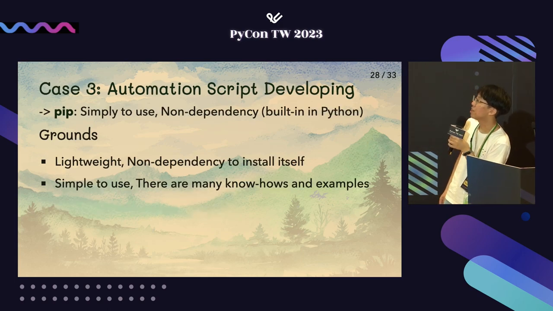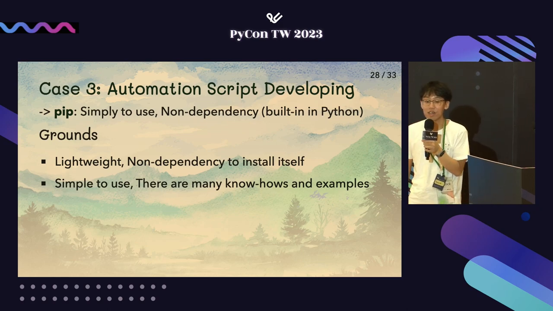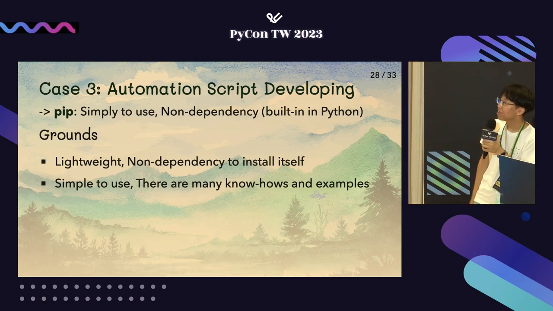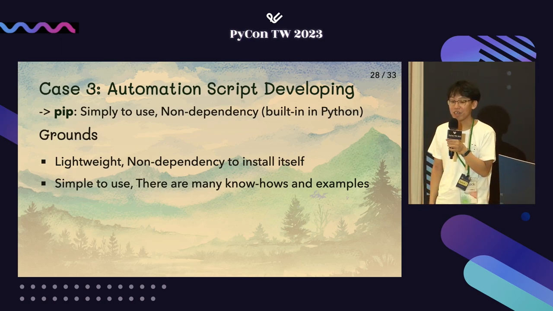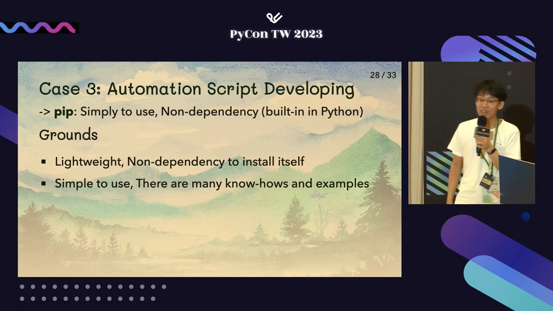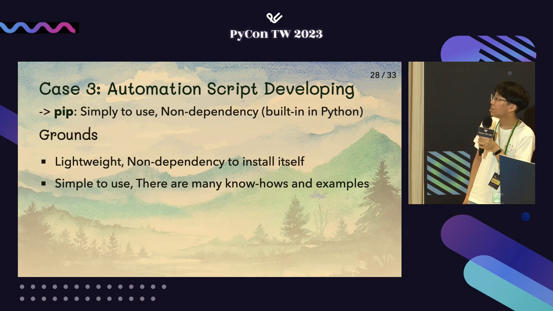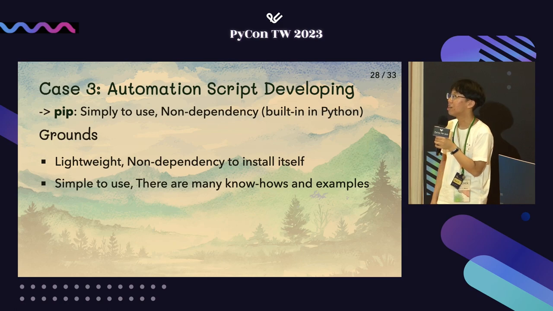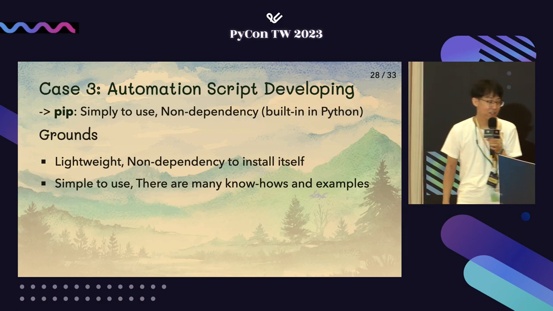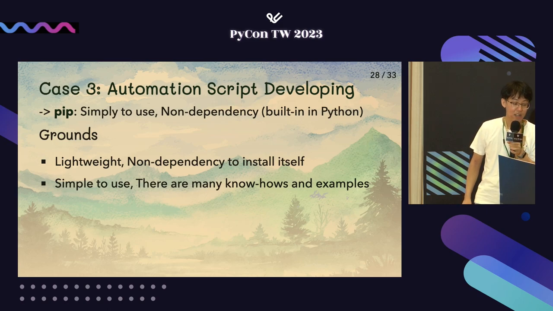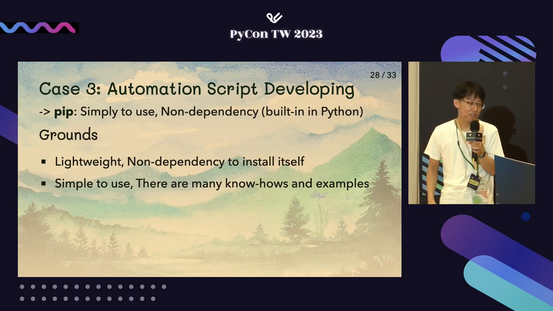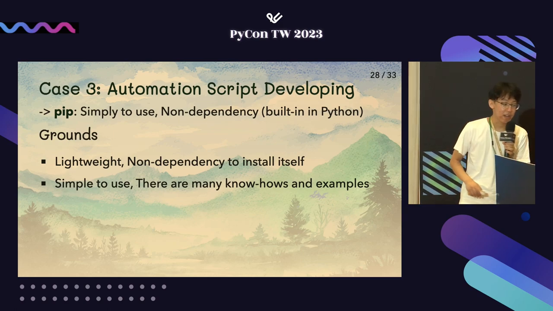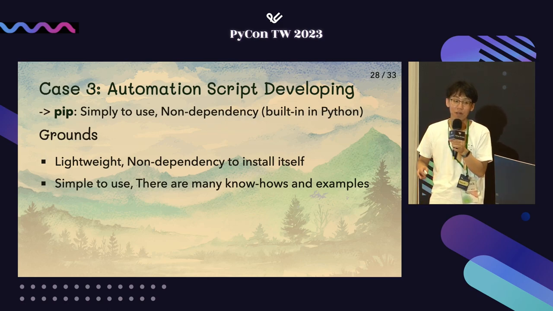And the last case is scripting. I recommend just pip. It is very simple, with no dependencies to use. It is built into Python, very lightweight, and there is nothing to install for pip. I think it is no problem to switch to PDM or Poetry when the project gets too complex.